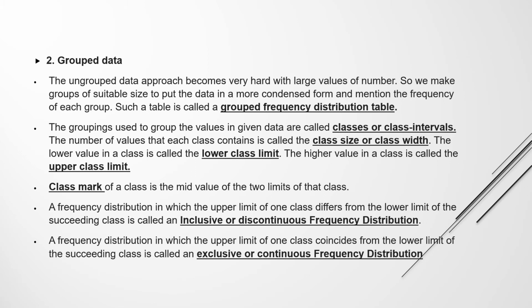Okay, so while making the group, if we are giving a group the value, it is known as the classes or class interval. For example, I am making the group 0 to 5, 5 to 10. So it is the class interval. And the number of values each class contains is the class size or class width.